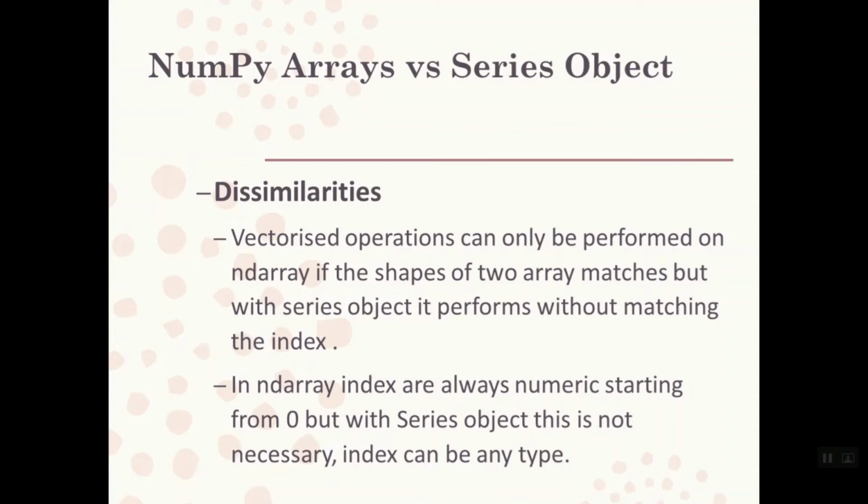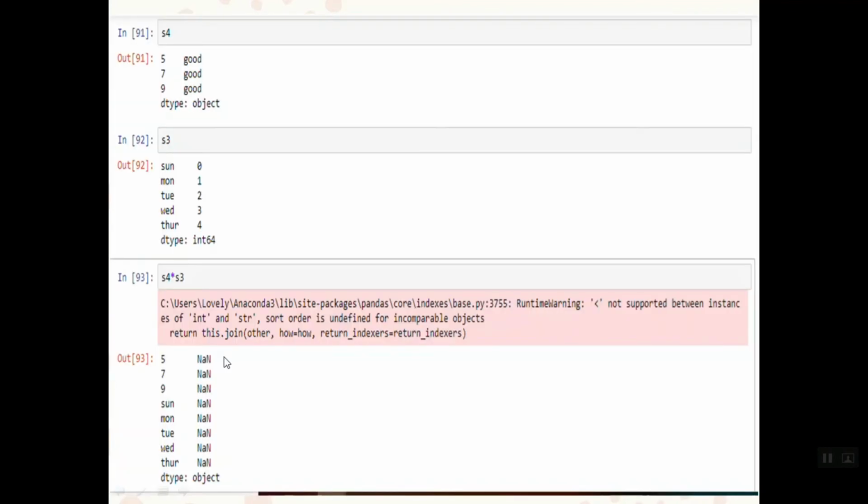Lastly, we'll be discussing NumPy array and series object, what dissimilarities they have. Vectorized operation can only be performed on ndarray if the shape of two arrays matches. But with series object, it performs without matching the index. In ndarray, index are always numeric, that is starting from 0, but in the series object, this is not necessary. It can have string, it can have float, it can be of any type.